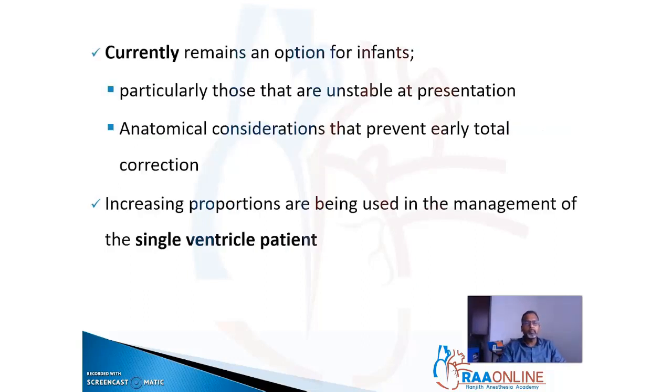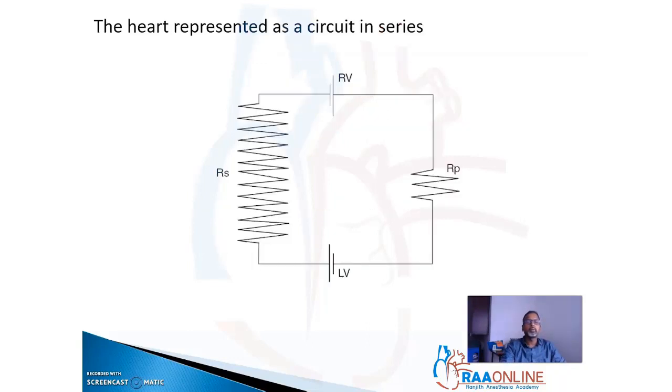So currently, this systemic to pulmonary artery shunt remains an option for infants who have a particularly unstable presentation, or whose anatomy is not suitable for early total correction, especially in the case of tetralogy of Fallot. So an increasing proportion of BT shunts are being used in the management of single ventricle physiology.